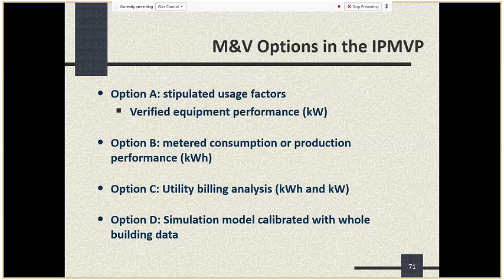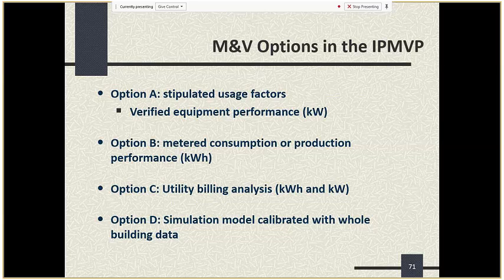So just thinking about option A, there's typically some stipulated usage factors, but there's always some measured key parameter. Otherwise, it wouldn't be option A if you didn't measure something. And typically, a good example here is lighting, where you measure kW before and after you change out lighting fixtures. That would be an example of the key parameter that you're measuring, and the stipulated usage factor would be typically runtime or run hours.